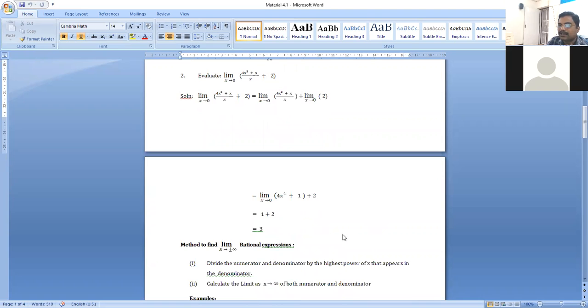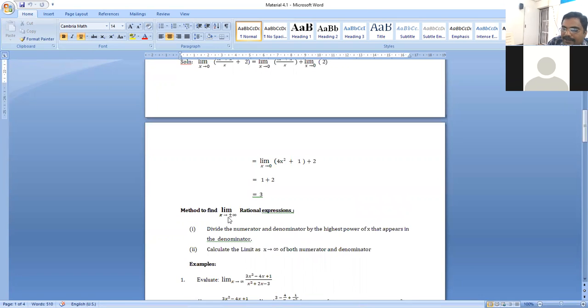Okay. Now next one, the method to find the limit as x tends to plus or minus infinity of rational expressions. Rational expressions means it must be in p by q form. So what is the rule here? First, you have to divide the numerator and denominator by the highest power of x that appears in the denominator. Second step, you have to calculate the limit as x tends to infinity of both numerator and denominator. Based on this, we'll do a problem.